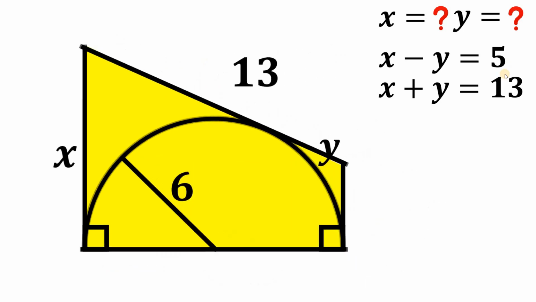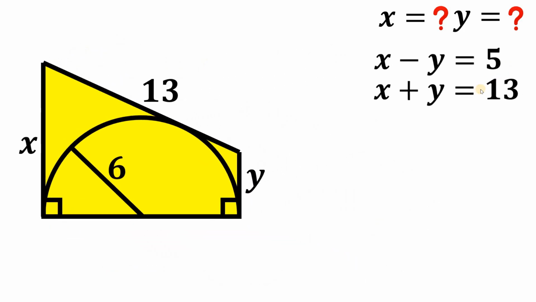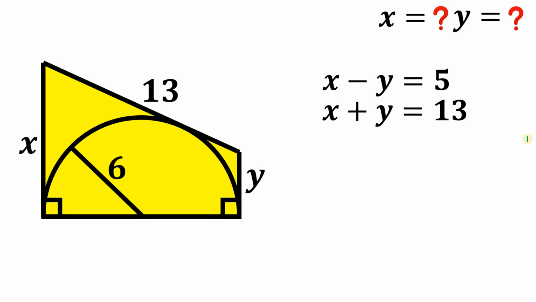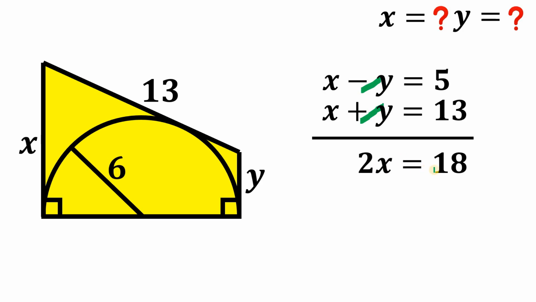Now, using these two equations, we can solve for the value of x and y. If we add these two equations, we eliminate negative y and positive y, because this is just 0. So 2x equals 5 plus 13, or simply 18. Divide both sides by 2, we get x equals 9. If x is 9, then 9 minus y equals 5, and 9 plus y equals 13. Therefore, y equals 4. And this is the value of x and y.